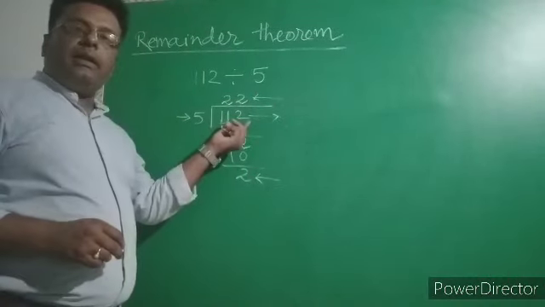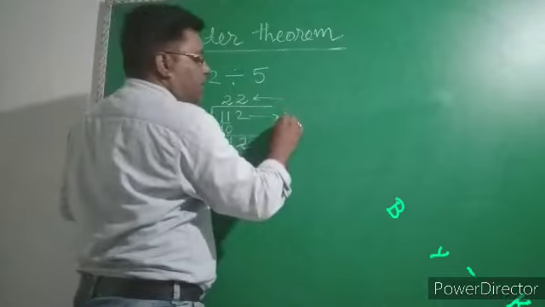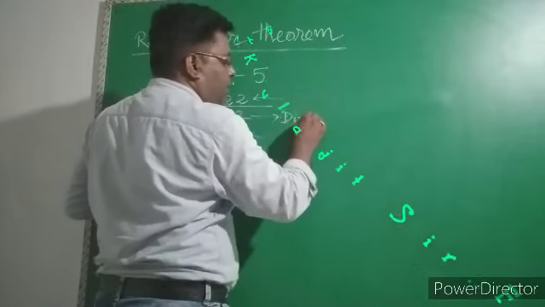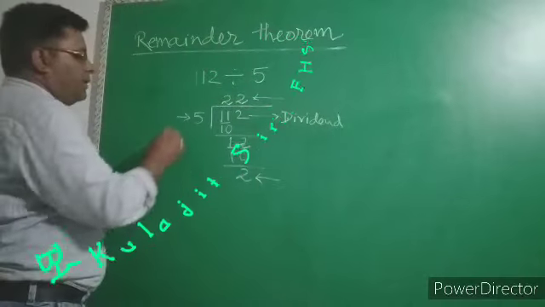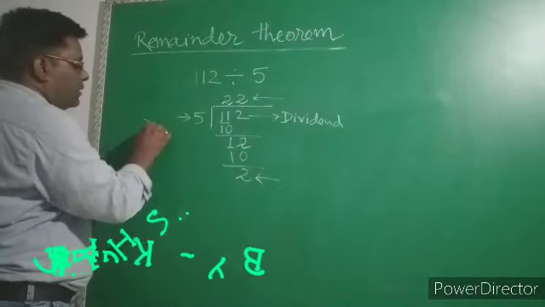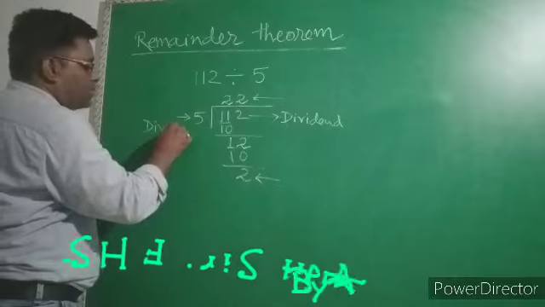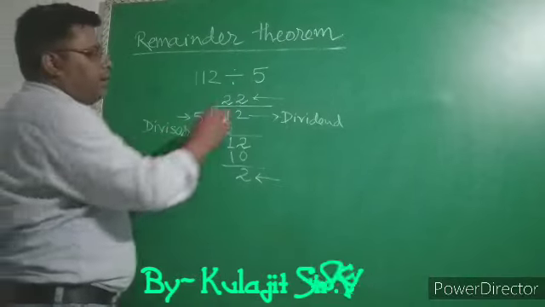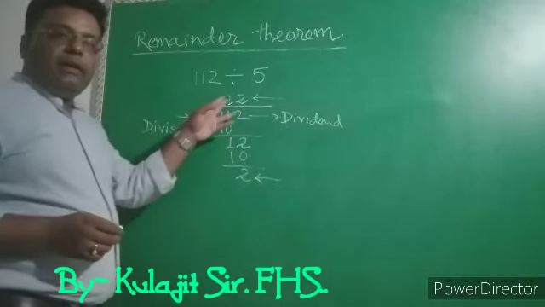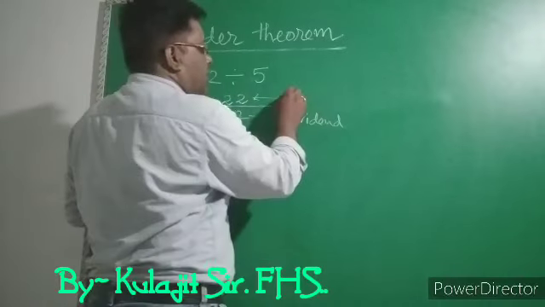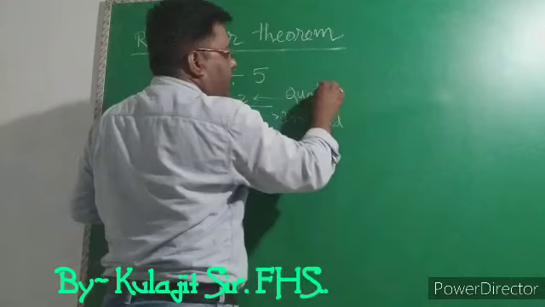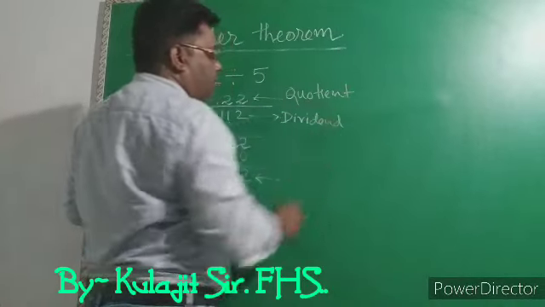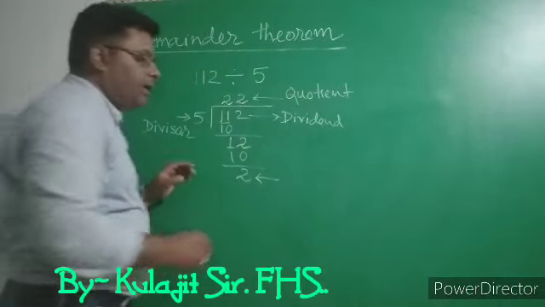So we call this 112 the dividend, D-I-V-I-D-E-N-D. This 5 is called the divisor, D-I-V-I-S-O-R. This 22, that is the answer of this division, is called the quotient, Q-U-O-T-I-E-N-T. And this 2 is called the remainder.